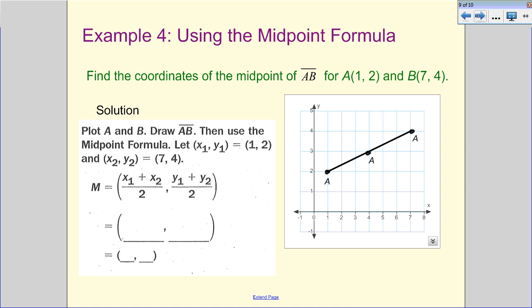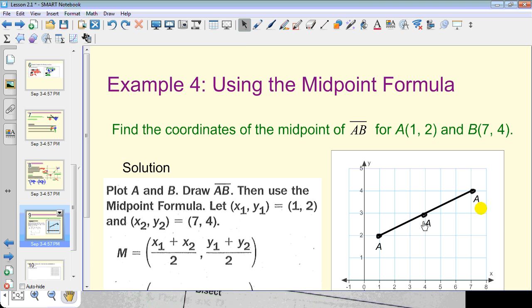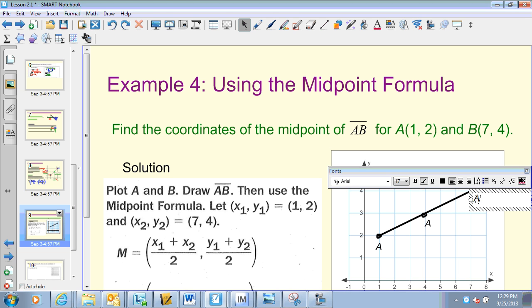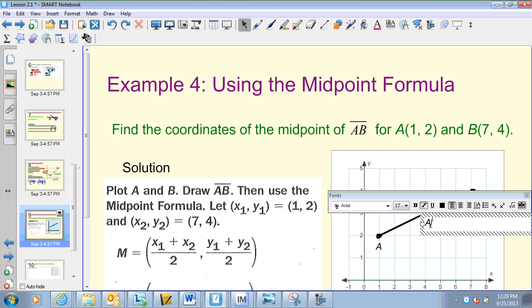All right, so let's take a look at our example using the midpoint formula. We need to find the coordinates of the midpoint of AB. Oops. We need to find the coordinates of that. Sorry guys, there's a little typo here. We'll get that taken care of so you're not confused.